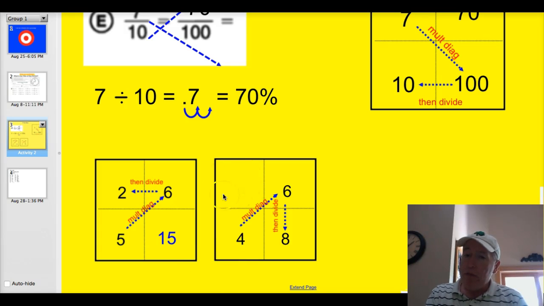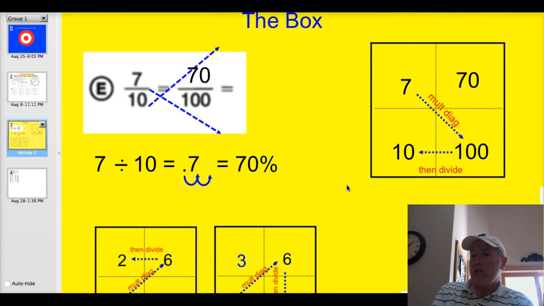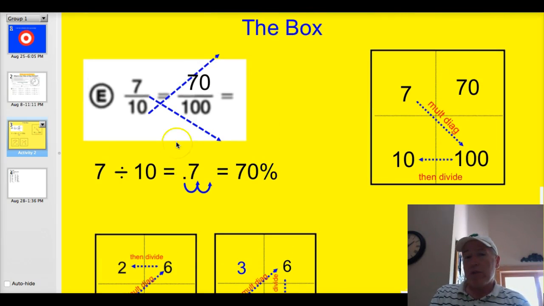It works when you have an open spot in the numerator over here too. So we want to know how many fourths is equal to 6/8. Well, multiply diagonally, 4 times 6, divide the other two. This is 24. Divided by 8 is 3. Okay, so I call this the box. You're going to use it a lot in chapter 7. It works really nice, and it works upon this idea that cross products are the same.